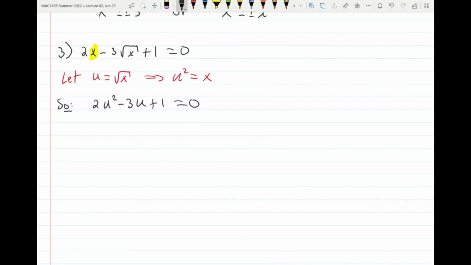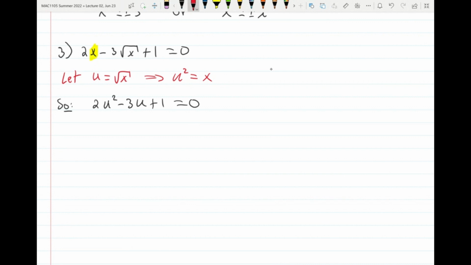So step 1 is recognize that you should be using this technique. Step 2 is find the correct substitution. And step 3, make sure that you understand how to do the substitution, how to write the equation. Now, at this point, you are in quadratic realm. Do it however you want. I always like to see if I can factor. So two numbers whose product is 2 and the sum is negative 3. We can find them, right? Negative 2 and negative 1.